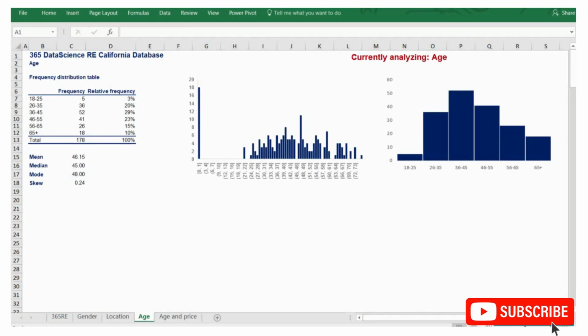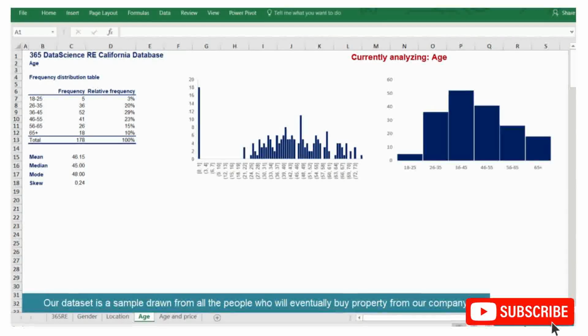Before we can do so, we have to see if this is sample or population data. The company data is the population of all people who are our customers. However, our research aims to help the marketing department identify future customers. Therefore, our dataset is a sample drawn from all the people who will eventually buy property from our company. Henceforth, we will use sample formulas.